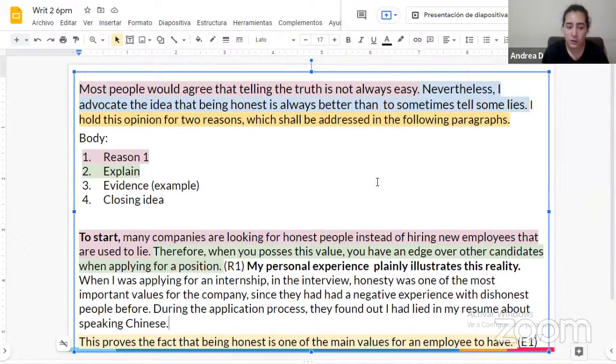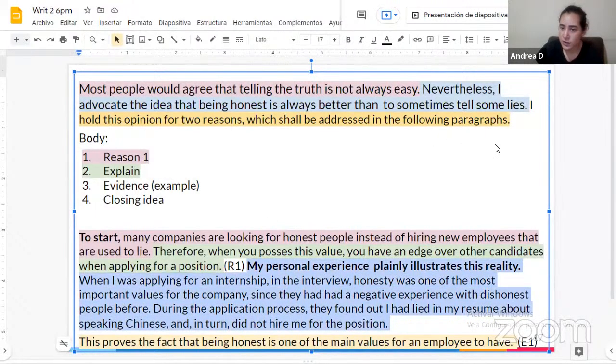That would kind of show why it's important to be honest in order to get selected as a candidate, right? During the application process, they found out that I had lied in my resume about speaking Chinese, and in turn did not hire me for the position. Okay, so something like this. Do you know what I'm doing? So I'm just explaining the same thing, why it's important to be honest. So that can be our example. I think it's a great idea.